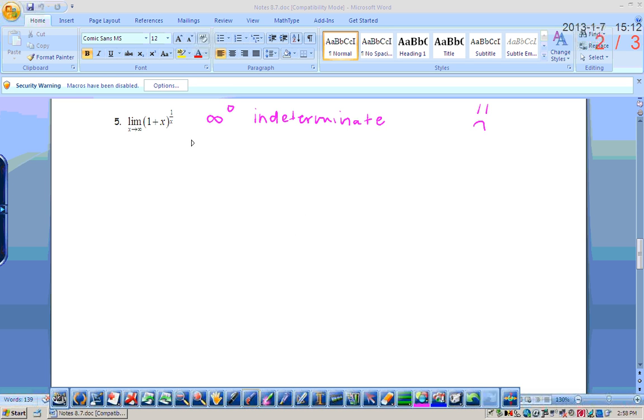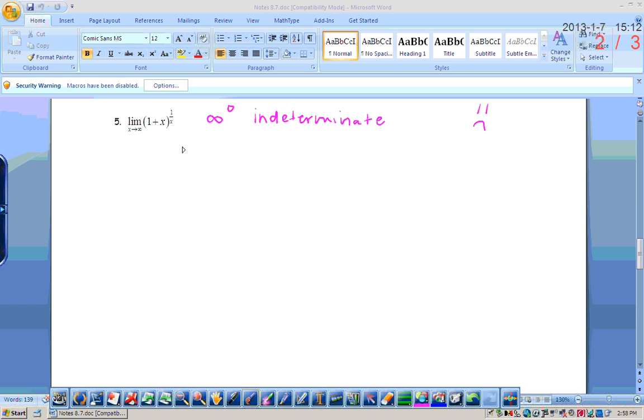What clues you in to the fact that you're going to have to take the natural log of both sides is this variable exponent, this exponent that's to the 1 over x power. So anytime your exponent is a variable, chances are you're going to have to take the natural log of both sides. However, we don't even have two sides of an equation here. This is just an expression.